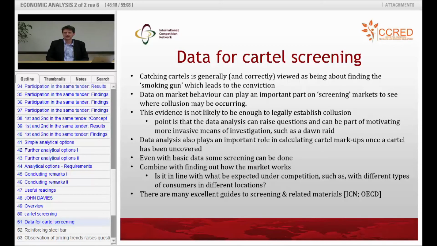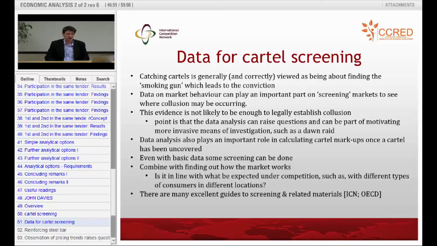So to come on to how data can be used for looking at cartels, there's excellent materials about how you can screen for cartels, which is a subject of separate materials that the ICN has produced, and there's also very good papers by people such as Professor Joe Harrington and Rosa Brantes-Metz on this, which people can look at. But often identifying cartels is understood in terms of finding a smoking gun, which leads to the conviction, which is quite correct.